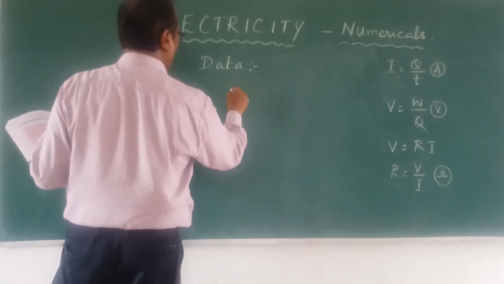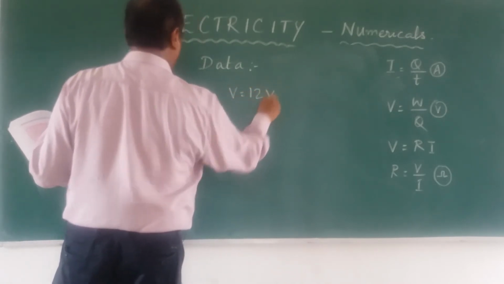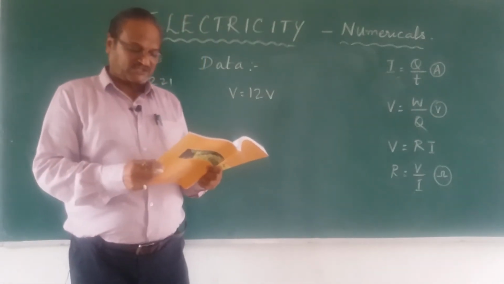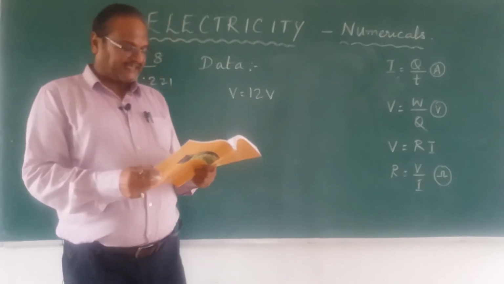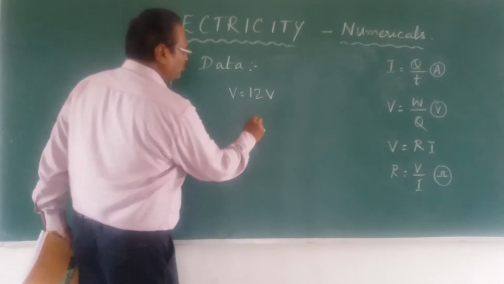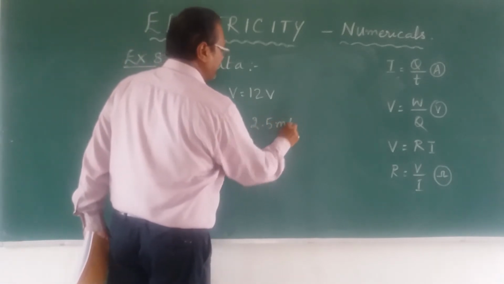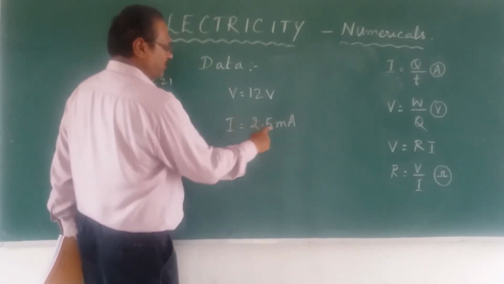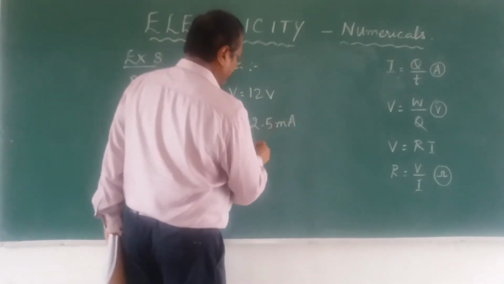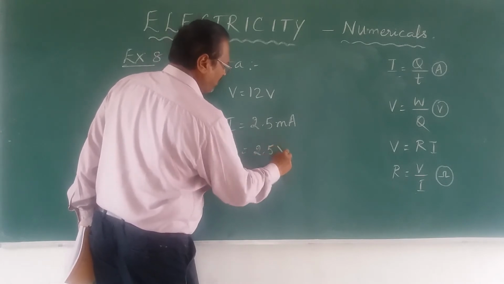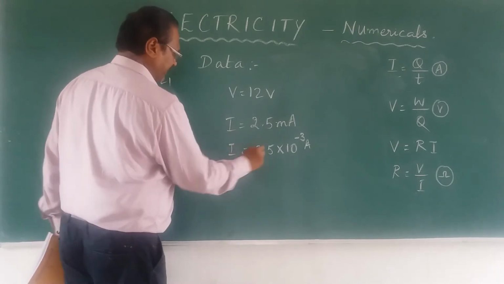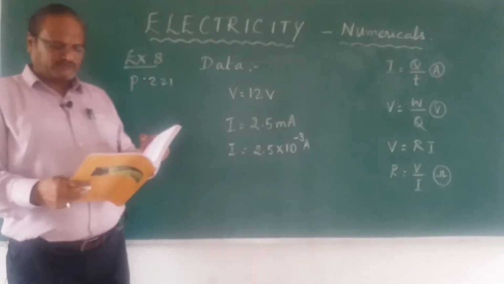It is given: when a battery of 12 volt, V is equal to 12 volt, is connected across an unknown resistor, there is a current of 2.5 milliampere. So remember, milli is there. These things you have to convert. It is nothing but 2.5 into 10 power minus 3 ampere. This is the current. Now, this is the data.